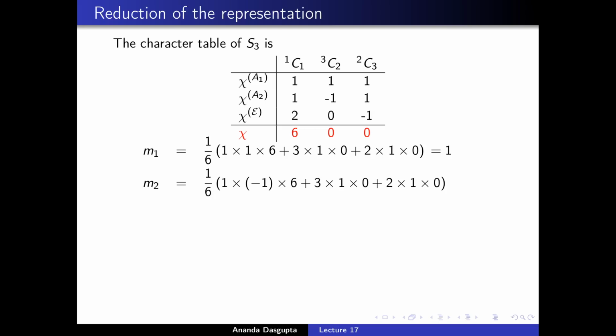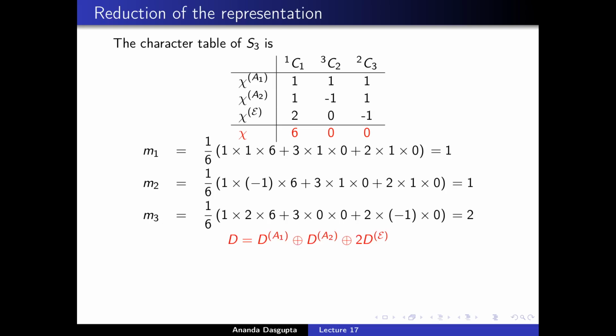Very quickly we can figure out that M2, the number of times A2 occurs in this, will also work out to be 1, and M3 will work out to be 2. As I said, we already knew this because this particular representation has the same characters as a regular representation. So our representation D is actually a direct sum of 1 copy of A1, 1 copy of A2 and 2 copies of E.